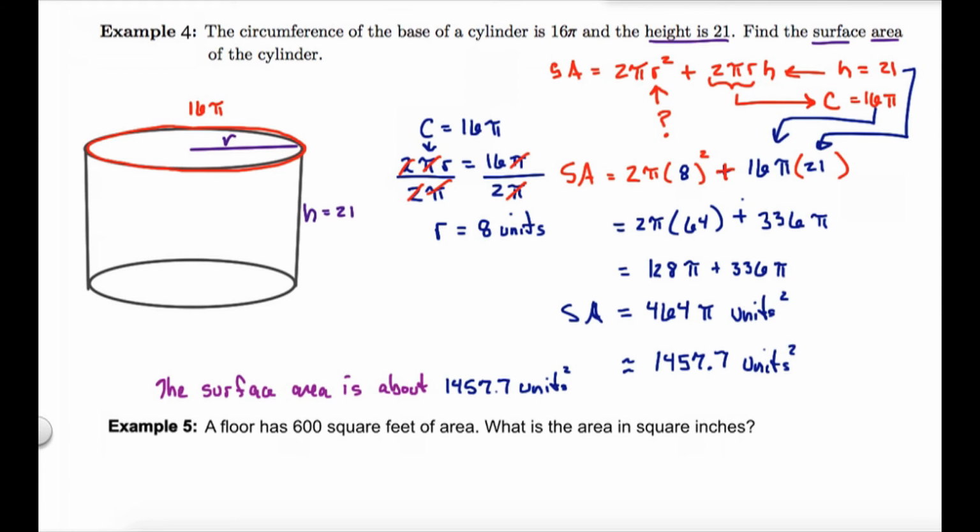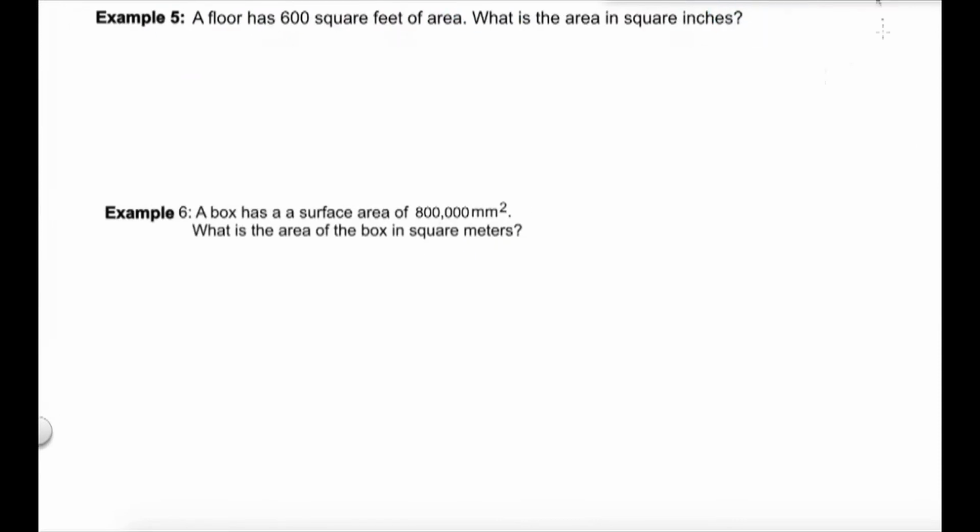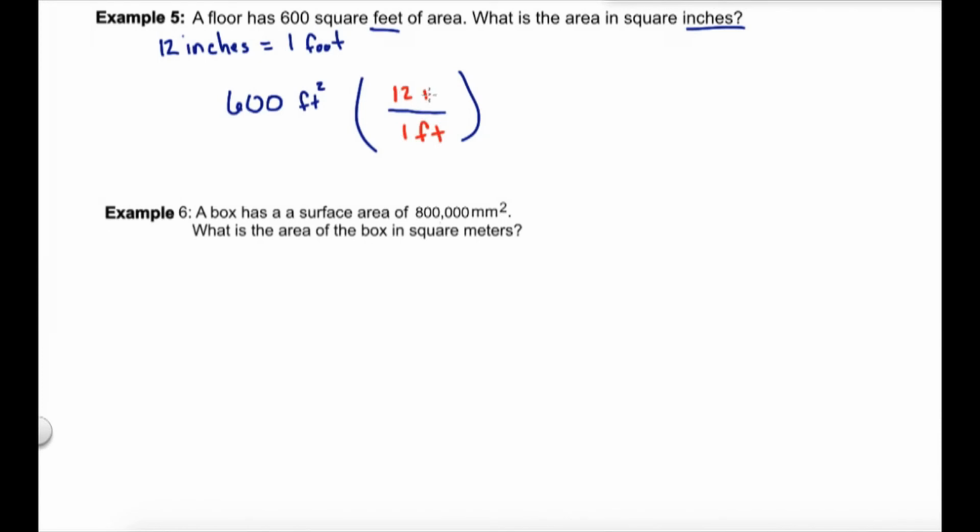Okay, example 5. We're almost done. We have a couple more here. A floor has 600 square feet of area. What is the area in square inches? So we know there are 12 inches in 1 foot. So if we take 600 feet squared and we multiply it by the unit conversion, which in this case we want feet to cancel, so we would multiply by 12 inches over 1 foot.